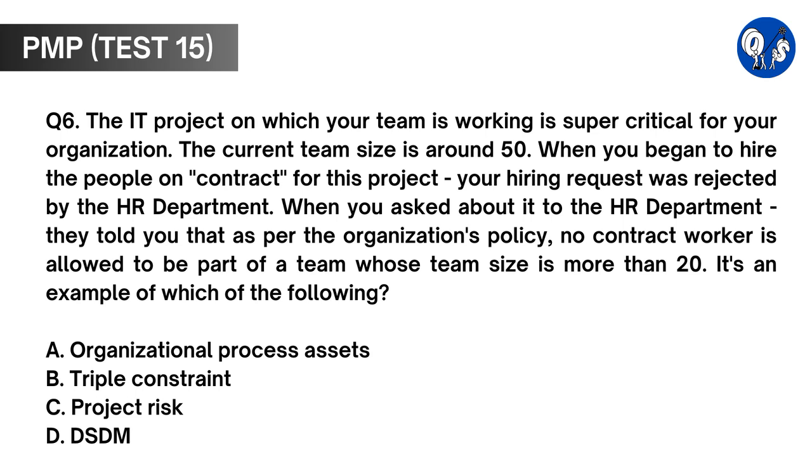When you asked about it to the HR department, they told you that as per the organization's policy, no contract worker is allowed to be part of a team whose team size is more than 20. It is an example of which of the following? A. Organizational process assets. B. Triple constraint. C. Project risk. D. DSDM. Here option A is correct. In the above scenario, the policy set by the organization is in play here. Organizational process assets include the policies which are specific to the performing organization, and hence it is the correct choice.